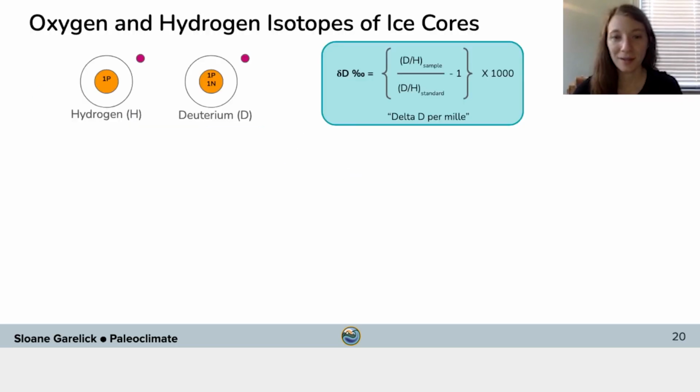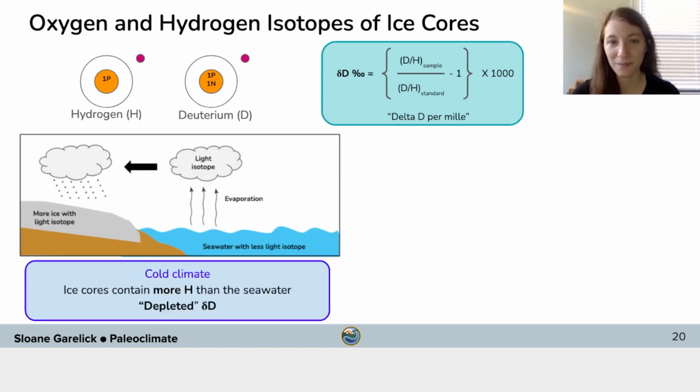The two most common hydrogen isotopes are hydrogen, which is the lighter isotope, and deuterium, which is the heavier isotope. And this ratio is referred to as delta D, and the units are per mil. So the ratio of this light and heavy hydrogen isotope changes in the ocean during warm and cold climate periods, and this change occurs as a result of ice volume variations.